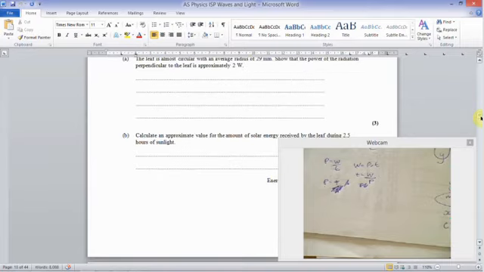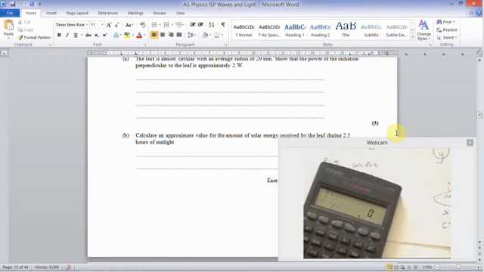Calculate the approximate value of the energy received by the leaf during 2.5 hours of sunlight. So 2.5 hours, okay, so you need to convert that straight into minutes. 2 hours is 120, so 2.5 hours will be 150 minutes. Okay, you need to turn those minutes then into seconds, so 150 times 60. So that's 9,000 seconds.